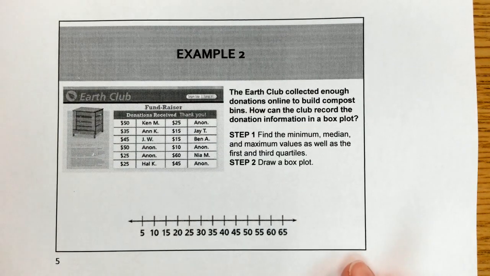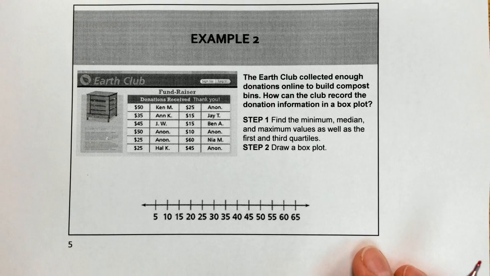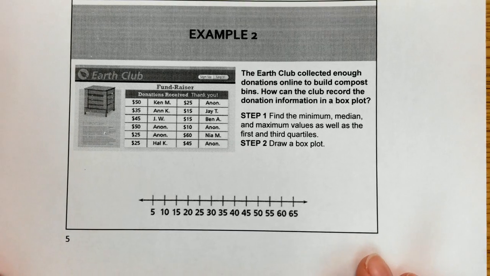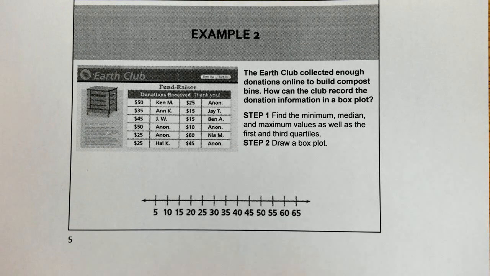So we're going to go ahead and move on to example 2. So here it says the Earth Club collected enough donations online to build compost bins. How can the club record the donation information in the box plot?